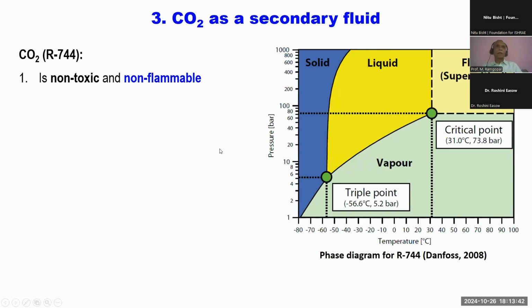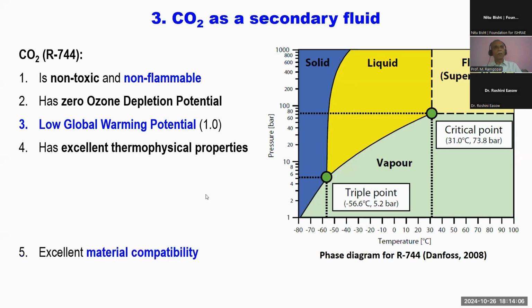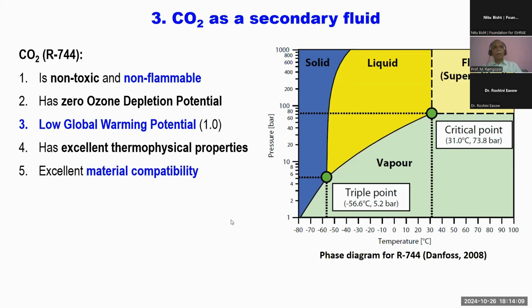For example, it is non-toxic and non-flammable. So unlike ammonia and hydrocarbons, it is very safe, and it has a zero ozone depletion potential, so there is no problem from the ozone depletion point of view, and its global warming potential is very low. It's one, and it has excellent thermophysical properties. It has very low viscosity, very good thermal conductivity, and other very favorable thermophysical properties. And it has excellent material compatibility, so you don't have to go for any special materials. And it is obviously abundantly available, and since it is abundantly available, it is a very low cost refrigerant.